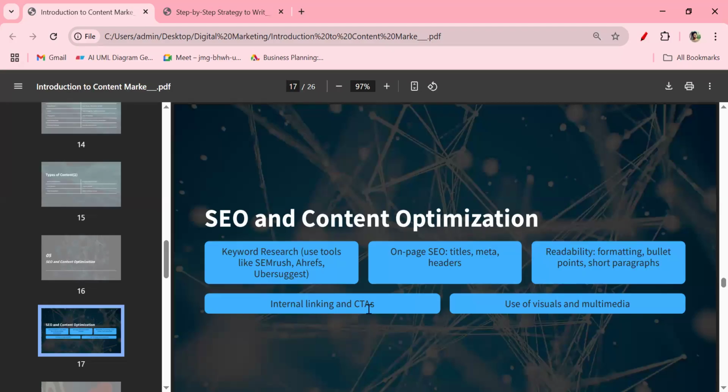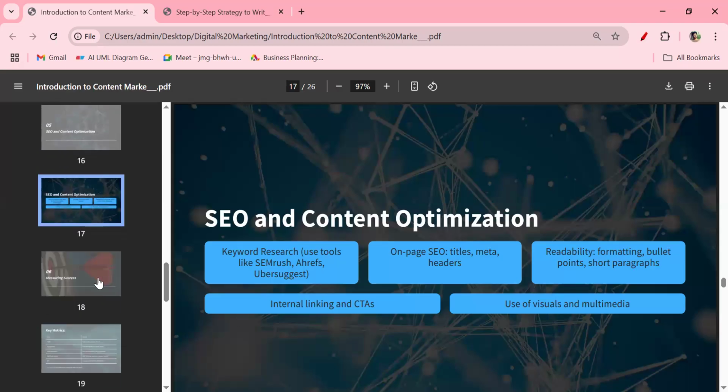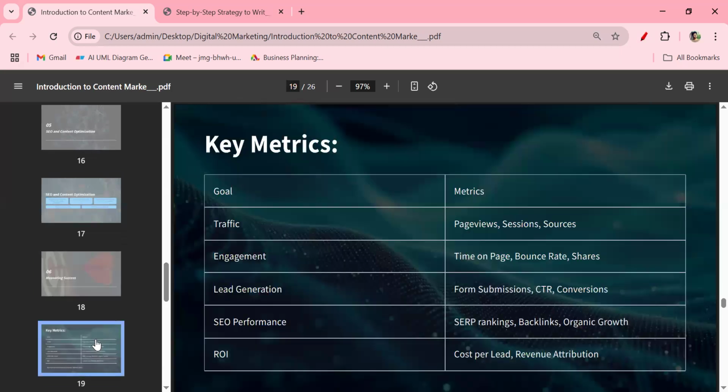Then internal linking and CTAs, and use of visuals and multimedia. Internal linking means that, let's suppose you have 5 to 6 pages, you can interlink them. CTA is about click through rate. And with the use of visuals and multimedia, it can be optimized more. Visuals can be animations and all. Okay. Measuring success and key metrics.